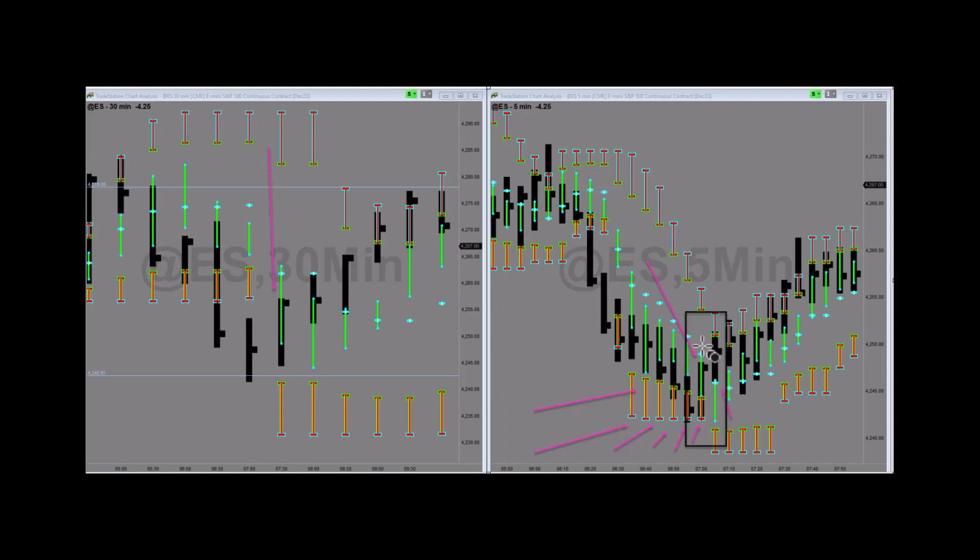But I just want to illustrate how the Holy Grail, using the 5-minute and the 30-minute combination, with the targets picked off the daily chart, was able to show us a pretty solid move up and a pretty solid move back down. And then, of course, the market did continue back up from this point into the close.